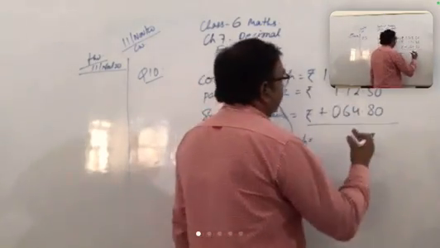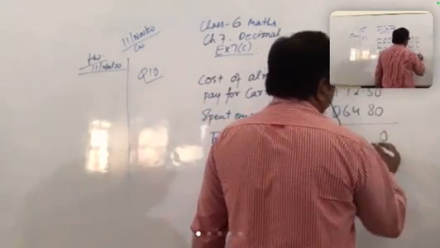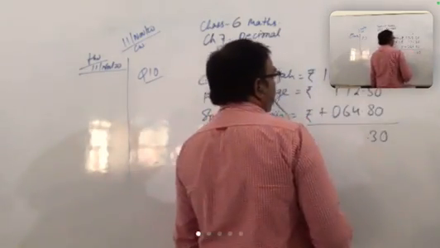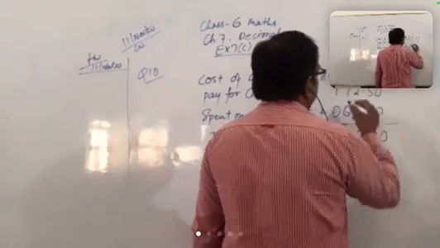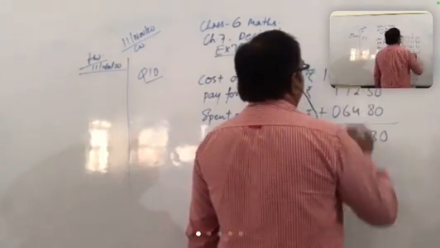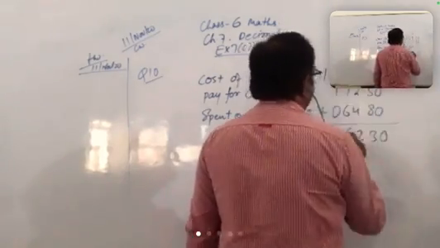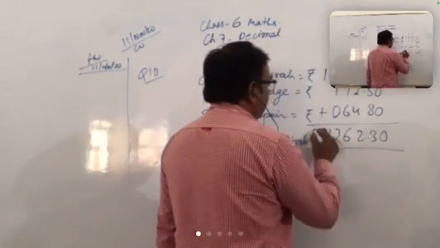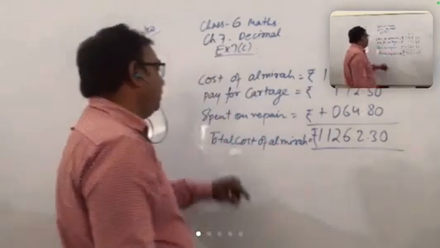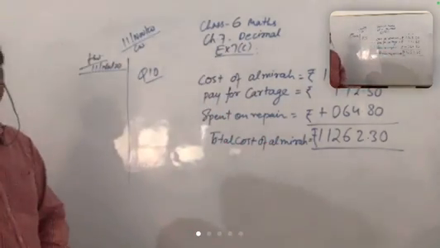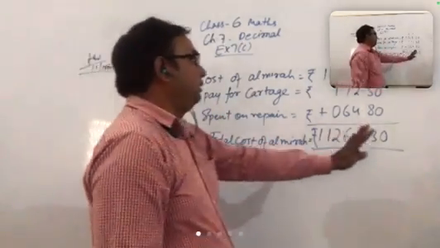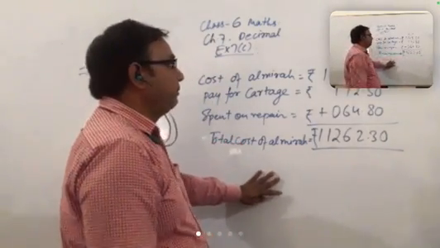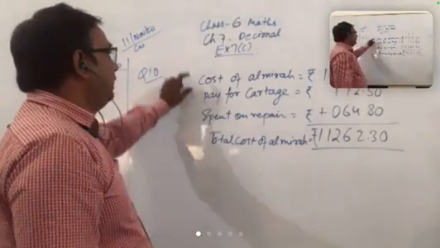Then 0, 8 plus 5 is 13, 1 carry, 5, 4, 9, 1 is 10, 12, 1 carry, 7, 7, 7, 14, 14 plus 2 is 16, 1 carry, it's 2, and then 1, 1. This is the total cost of Almirah. Don't do it anywhere else. The working is required in the question. Is that clear? The working is required in the question.